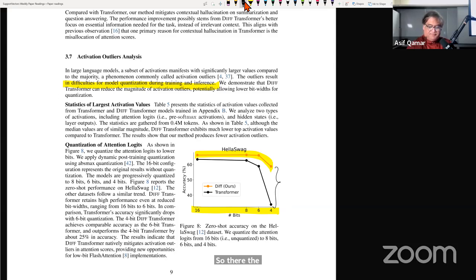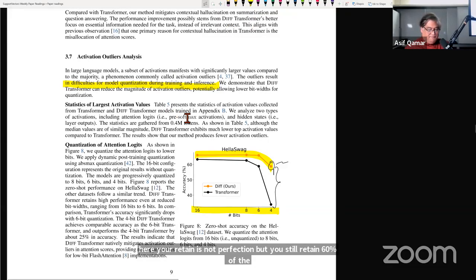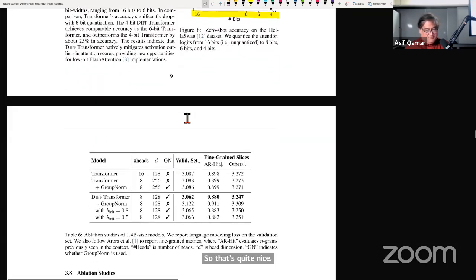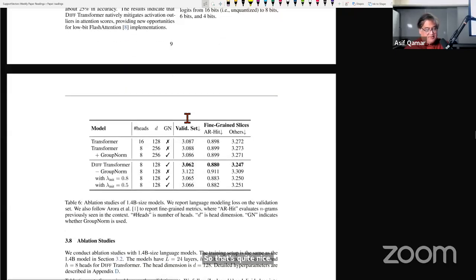4-bit for a normal transformer is almost at 1/3 the accuracy. You know, the accuracy drop is such that 70% of the accuracy is lost. Whereas here you retain, well, not perfection, but you still retain 60% of the accuracy of the unquantized model. Right? So that's quite a nice thing to observe. And so forth.